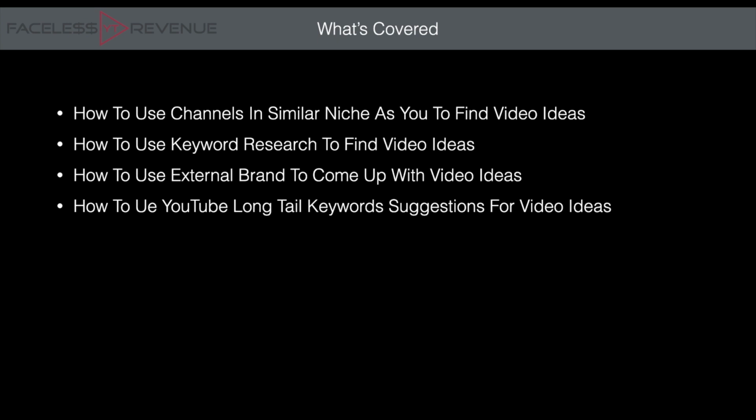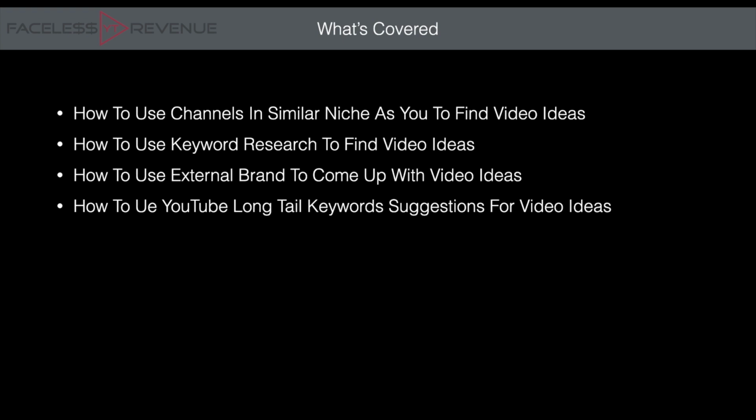And number 2 is how to use keyword research to find video ideas. And number 3, we're going to cover how to use external brands to come up with video ideas. And when I say external brands, I'm talking about brands that are outside of YouTube. So brands that are apart from YouTube.